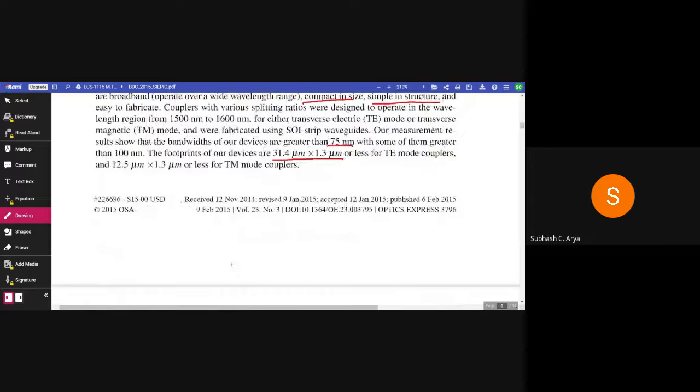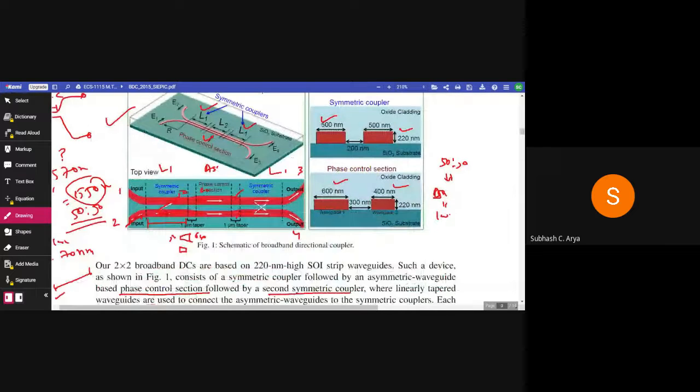So this is the main diagram which consists of two symmetric couplers separated by asymmetric waveguides. So symmetric couplers are 500 nanometer waveguide width and 220 nanometer waveguide height, separated by 200 nanometer. The asymmetric section, which is also known as the phase control section, has a waveguide width of 600 nanometer and another one 400 nanometer, separated by 300 nanometer.